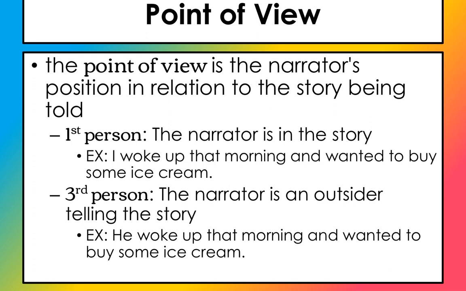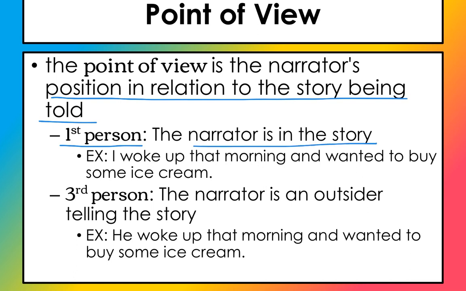The point of view comes next. Point of view is the narrator's position in relation to the story being told. So, for example, is that narrator inside the story or outside? There are a couple of different kinds: first, second, or third person. And then third person has a couple of different types. But for us, we're going to focus on first person. The narrator is in the story. It's usually the main character telling the story.